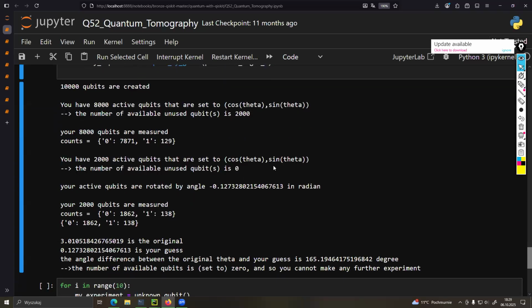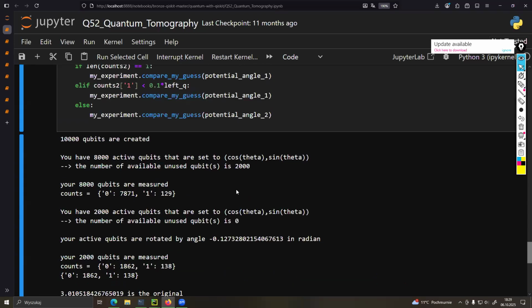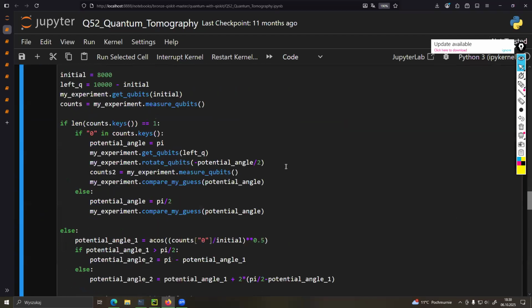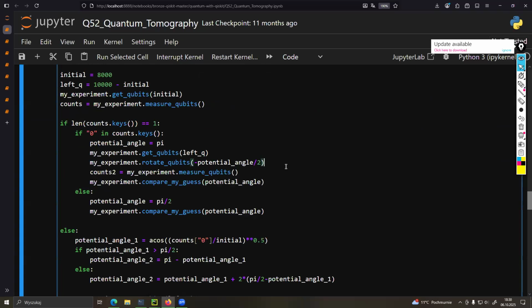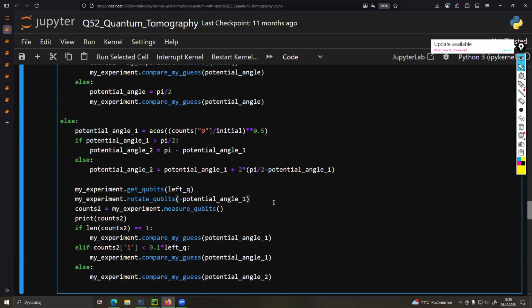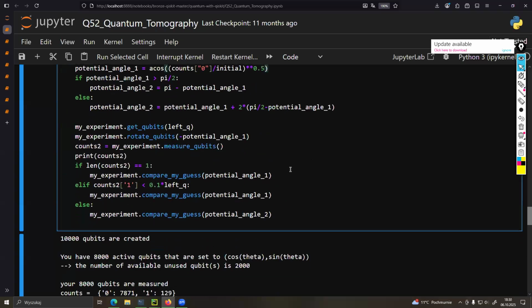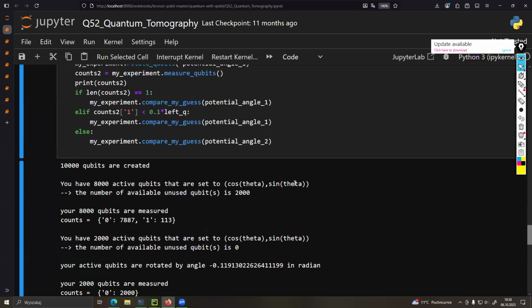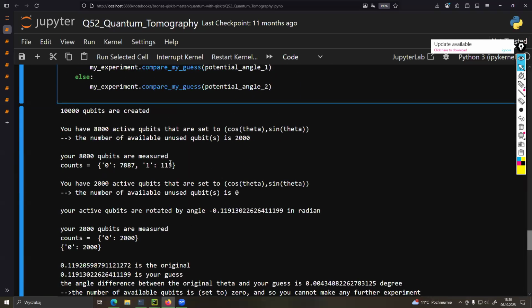So first of all, we have 8,000 qubits. These were our counts. I'm sorry, I did rerun this experiment. And now we have something like this.